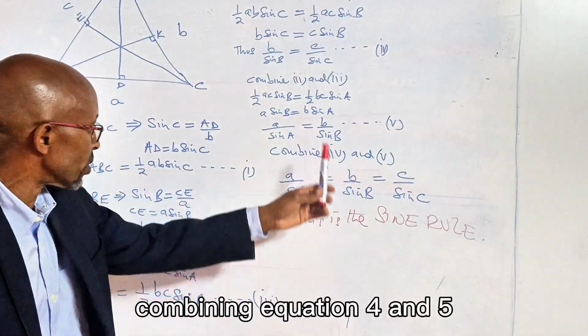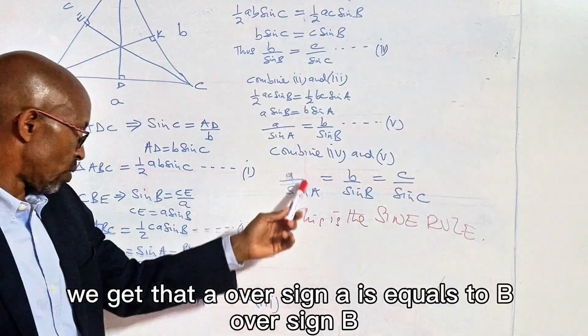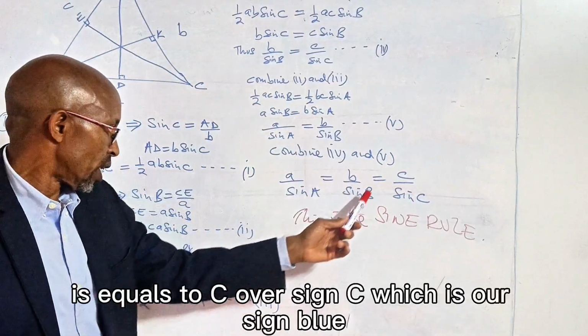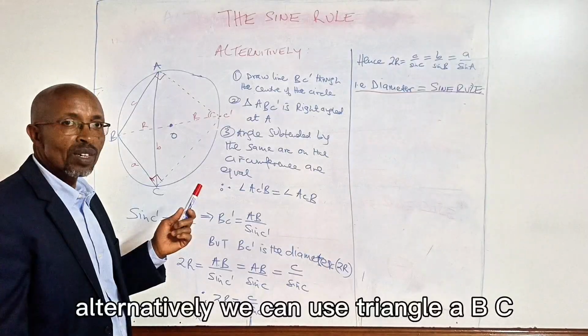Combining equation 4 and 5, that is this 4 and this 5, we'll get that A over sine A is equal to B over sine B is equal to C over sine C, which is our sine law.